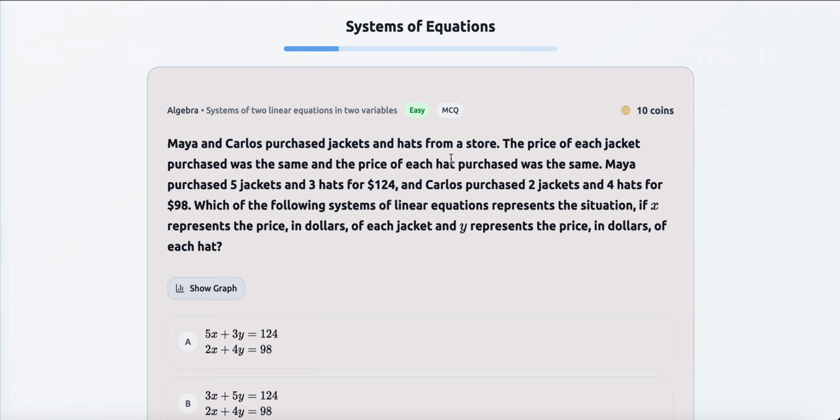Now let's take a look at some practice problems dealing with systems of equations. This question says, Maya and Carlos purchased jackets and hats from a store. The price of each jacket purchased was the same and the price of each hat purchased was the same. Maya purchased 5 jackets and 3 hats for $124 and Carlos purchased 2 jackets and 4 hats for $98.